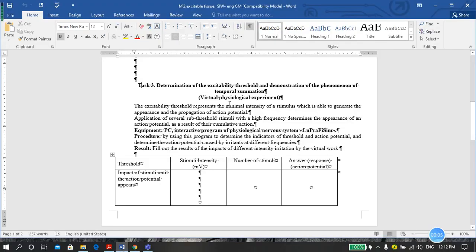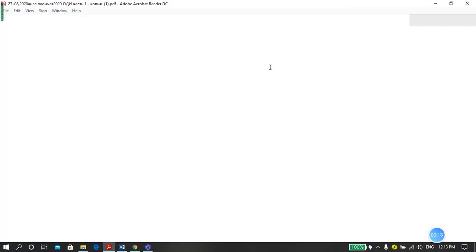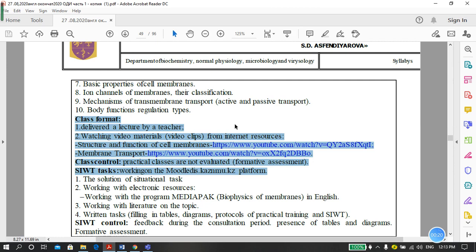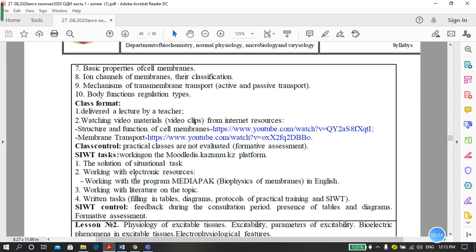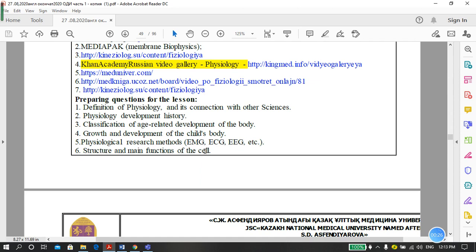Here we said it's done by a virtual physiological experiment, so it's virtual, so it should be done by some program. And I said that the program's name is luprafism, and here it is.